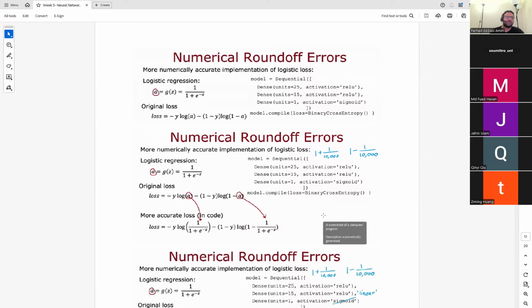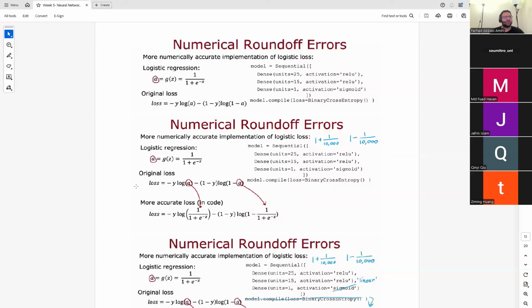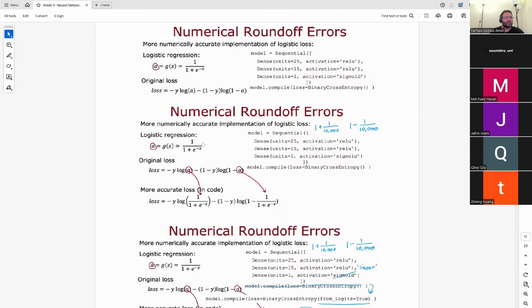To be honest, if you take a look at these two approaches, you might think it doesn't matter whether you calculate a first and then put it here. But here I'm saying don't do that. Instead of calculating a first and placing it here, directly put this fraction here, and let the computer choose how to calculate this loss function. Because if you follow this pattern, the computer knows how to calculate it and the output would be more efficient.